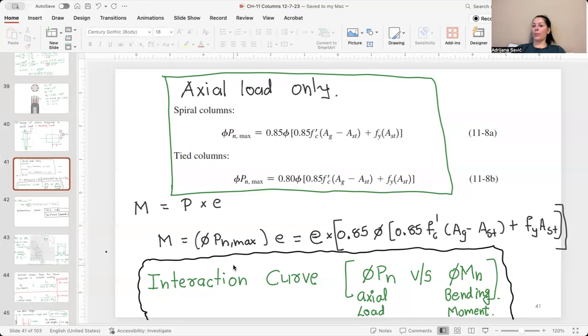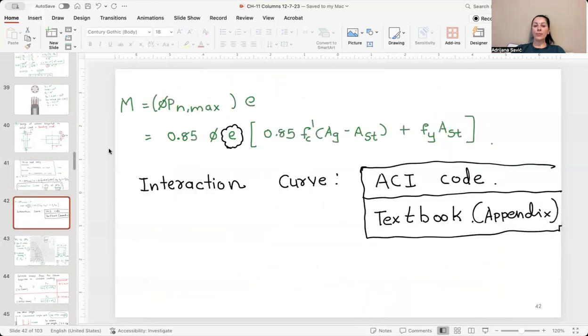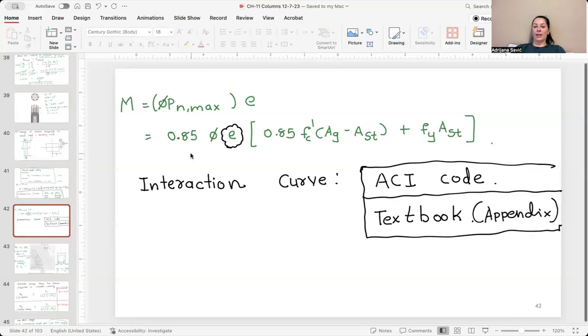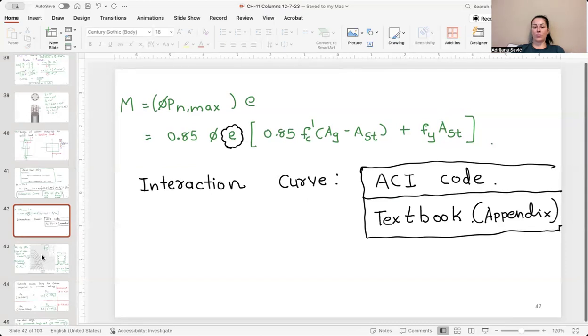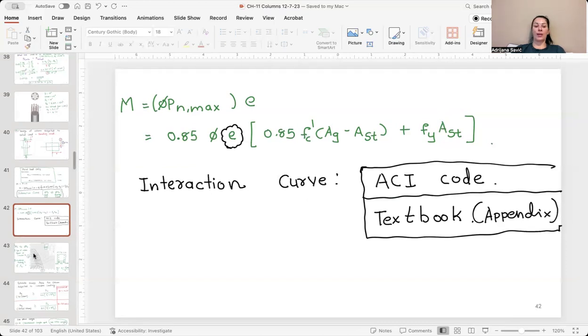So for this type of columns, we need to use an interaction curve where phi Pn will be axial load, versus phi Mn, which is bending moment. So moment here is given using this equation. We need to determine the value of eccentricity, and we are using the interaction curve from the ACI code. Usually that will be in the appendix of any of the textbooks which you are using.